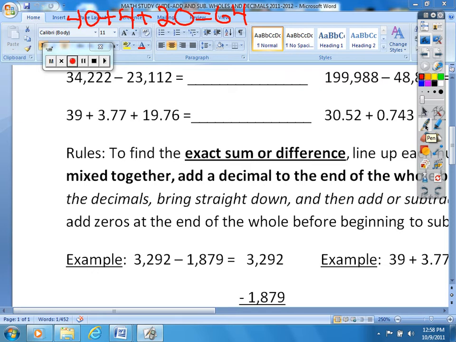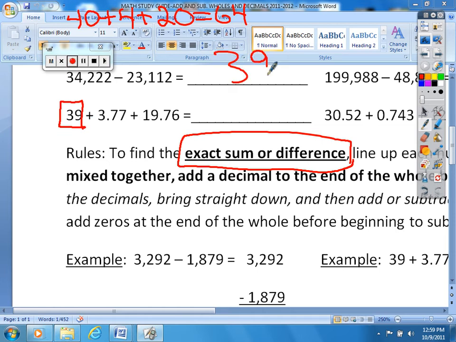I'm going to make the most common mistake that students make. The rules say to find an exact sum or difference. Line up your decimal places. Well, here's the problem. I don't have a decimal on 39. Well, we assume 39 is a whole number because there is no decimal. We've learned that a whole number is always to the left of a decimal point. In everyday life, we don't put decimal points on all of our numbers. If I see 39, I'm assuming it's 39 wholes.